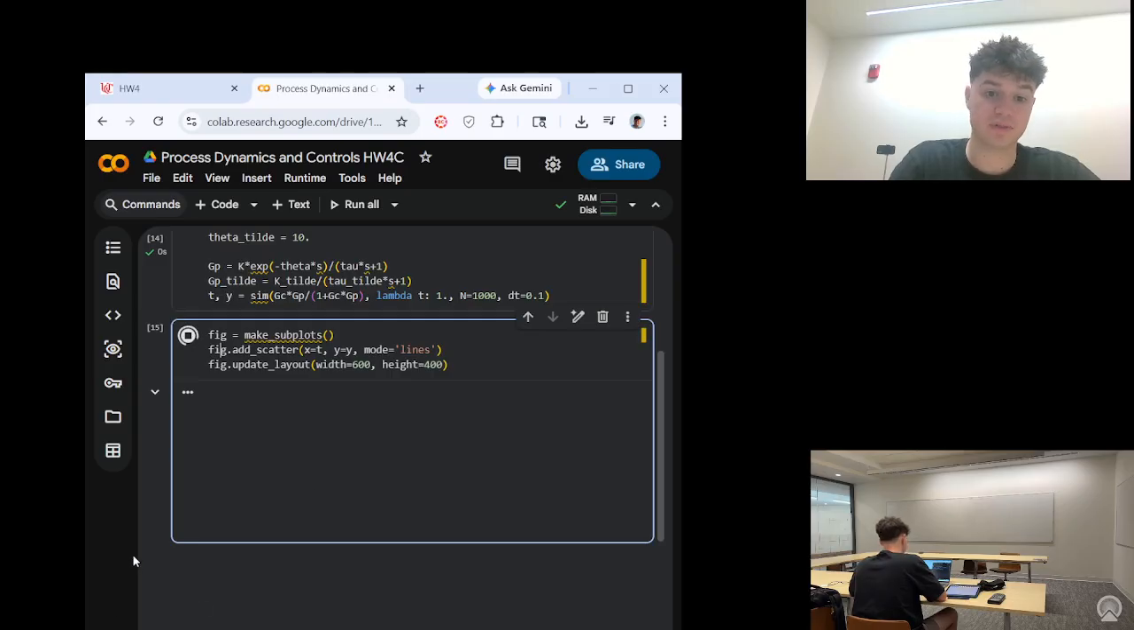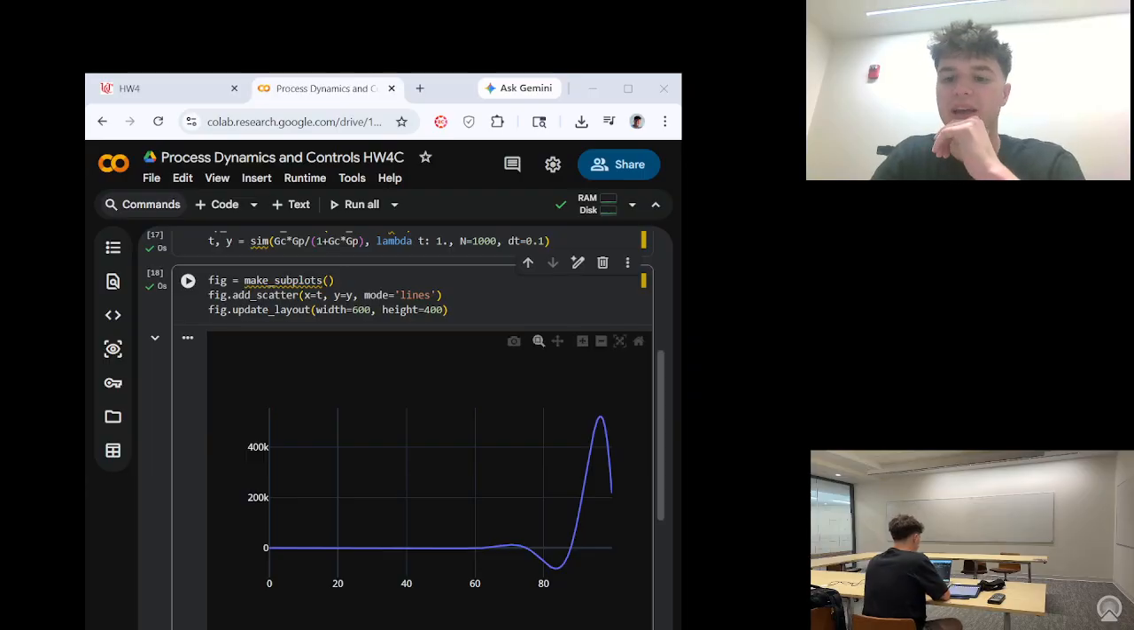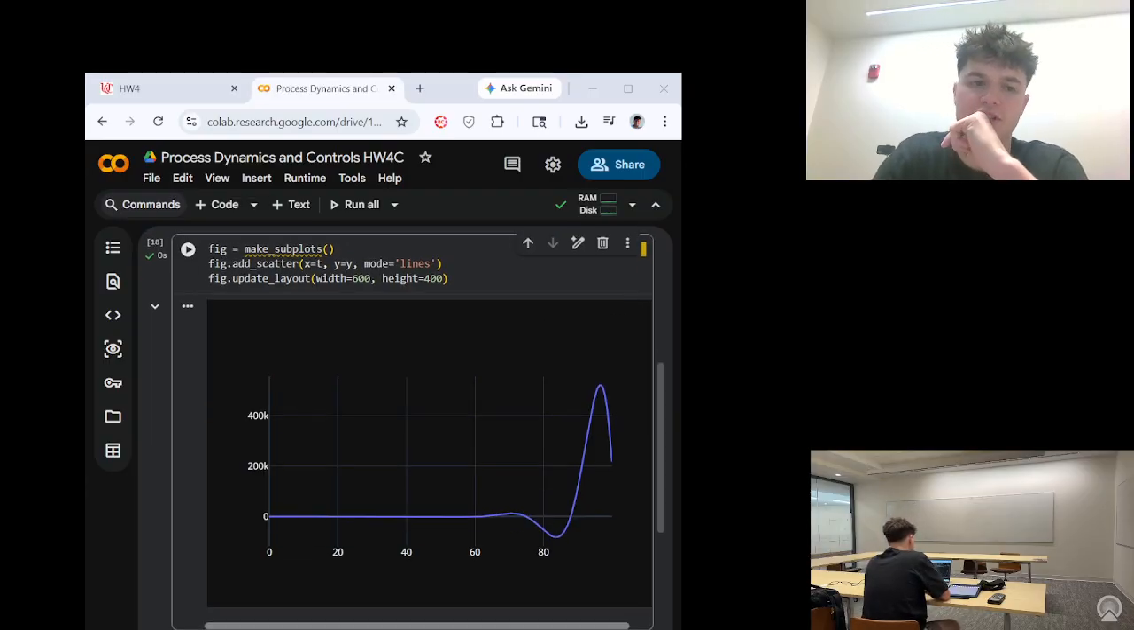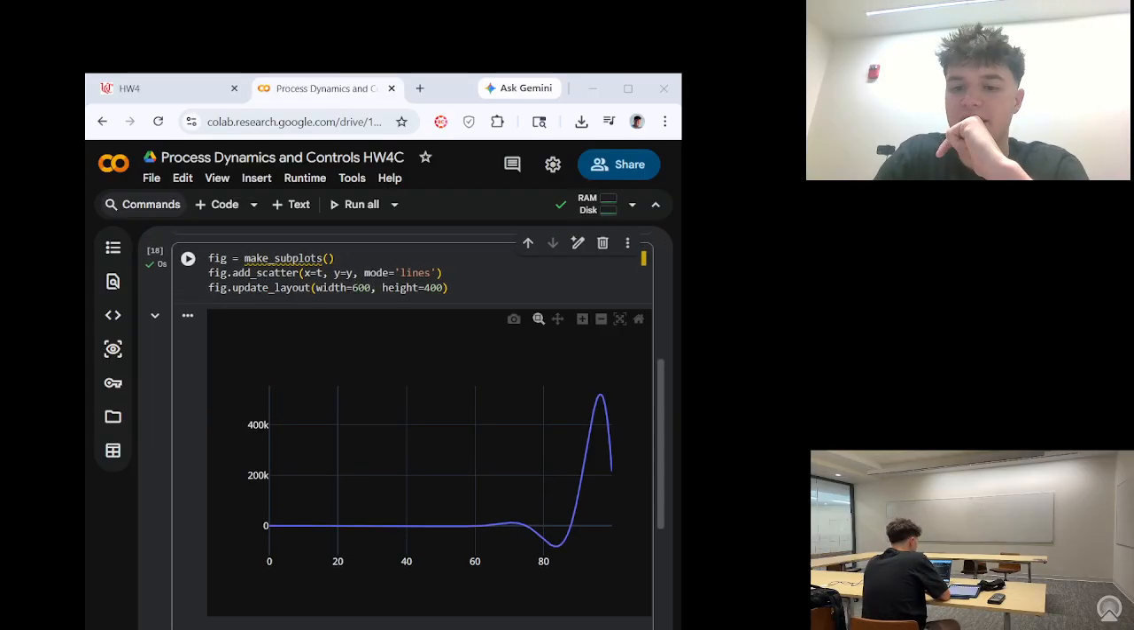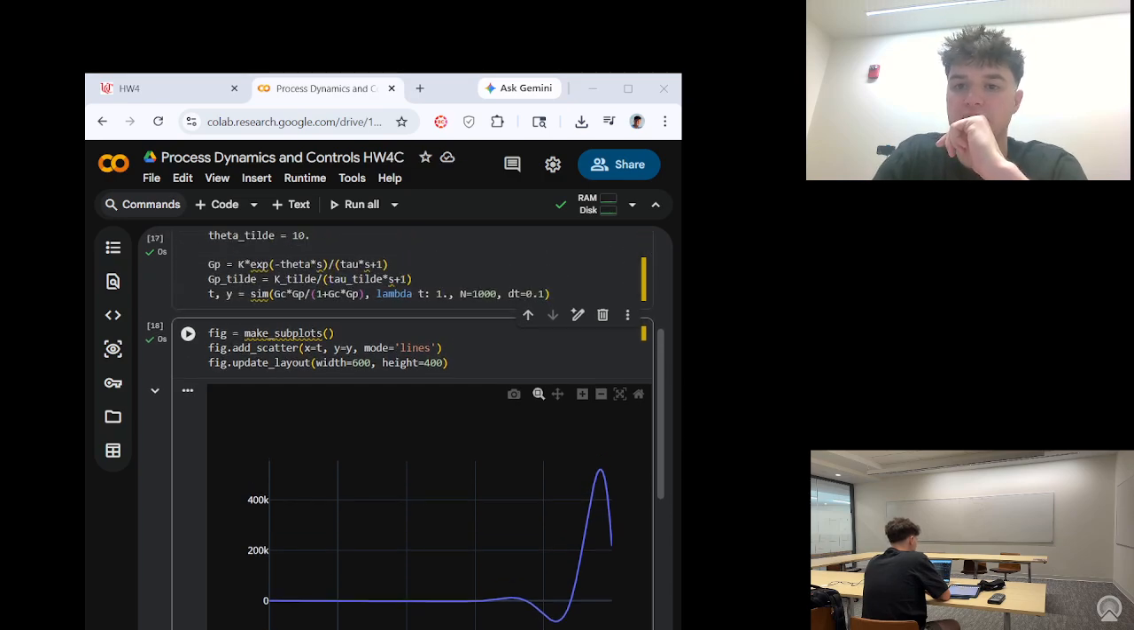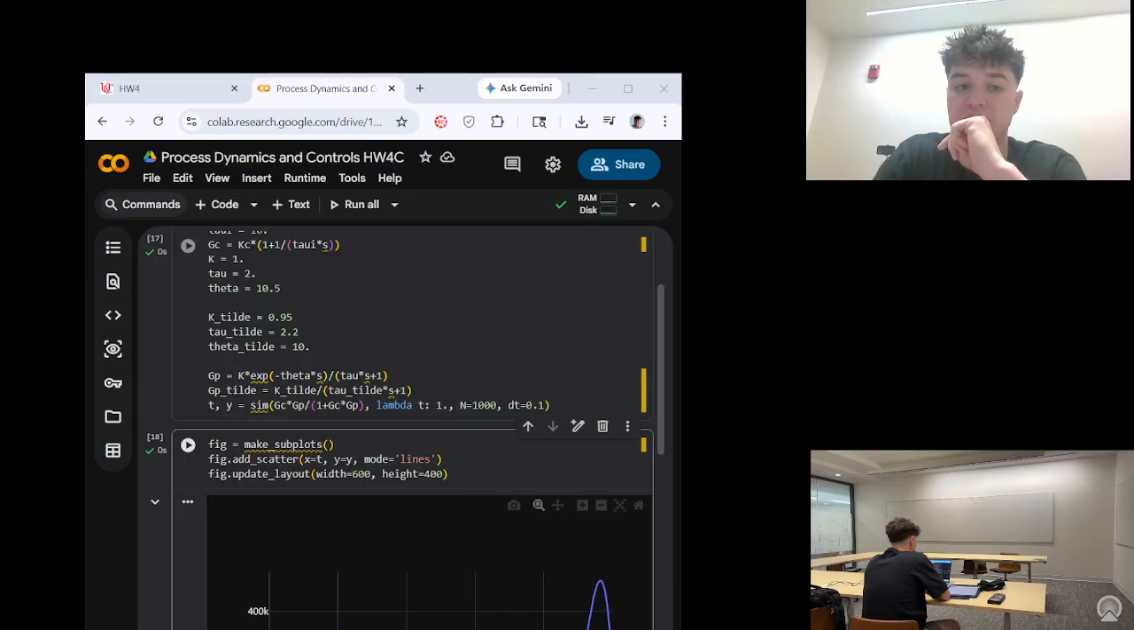I will unpause once it has come up. So we have completed this section. It just took a little while to run. But anyway, as you can see, it is a very stable horizontal line until the dead time runs out. And once that dead time runs out, you see these larger oscillations in the line. And so now we're going to make some adjustments to these specifications and just play around to see what happens next.